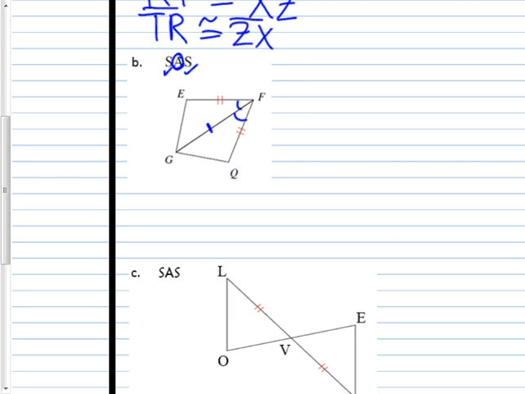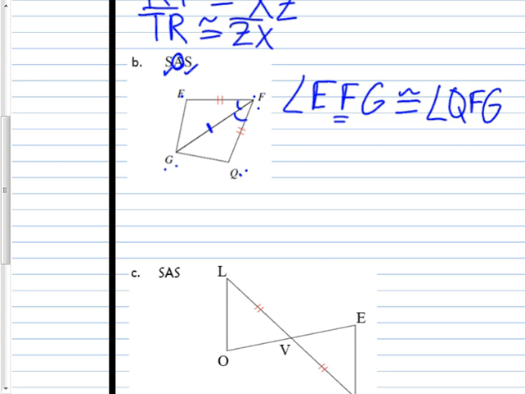I'm going to name this angle. I'm going to start with E, F, down to G. So E, F, G. Notice G is the vertex, and it's the middle letter. In order to prove these triangles congruent using SAS, it has to be congruent to another angle. Since I started at E for the first one, I have to start at Q for the second one. It's congruent to angle Q, F, G. F is still the middle.